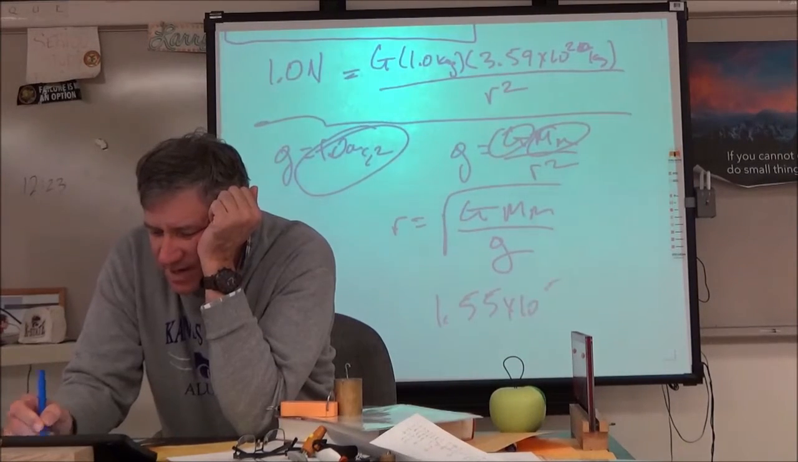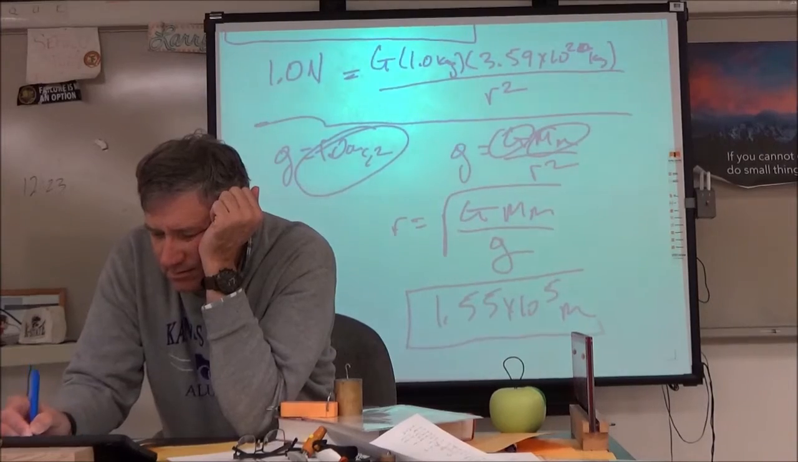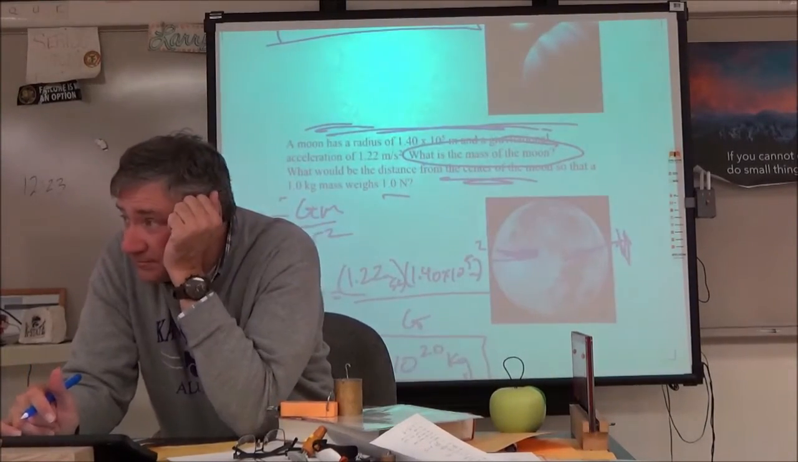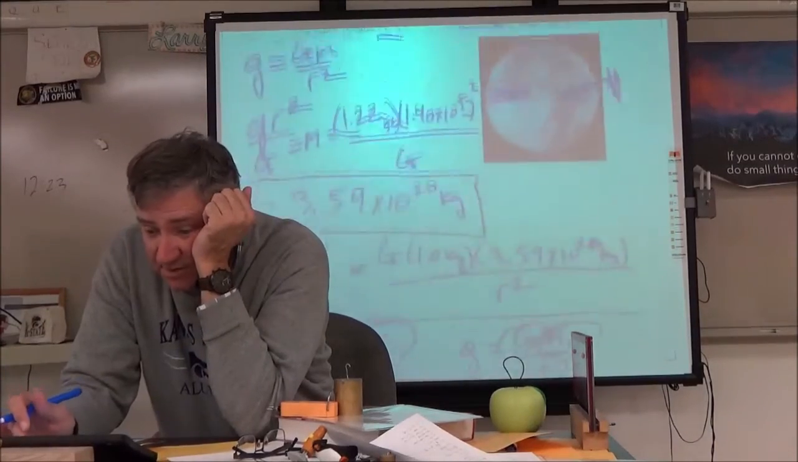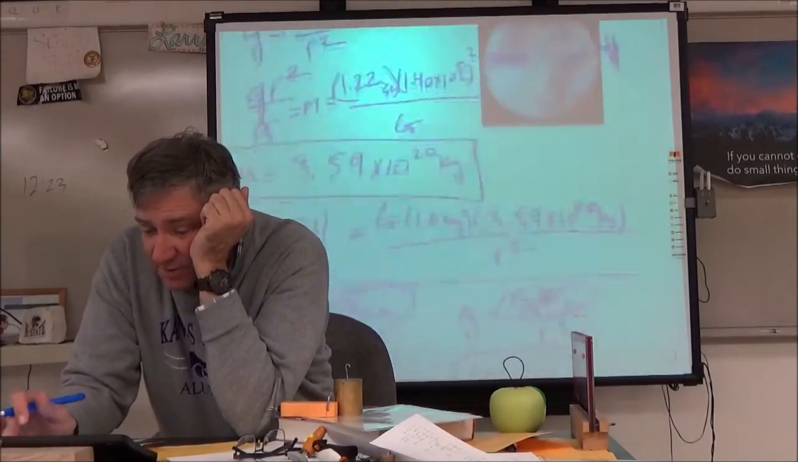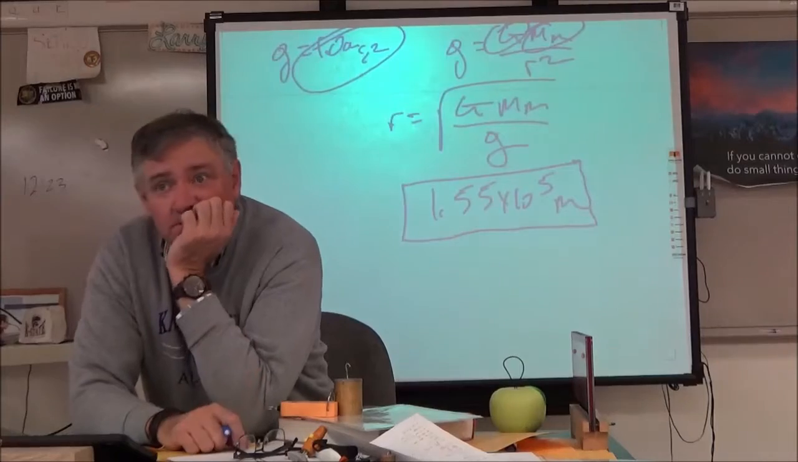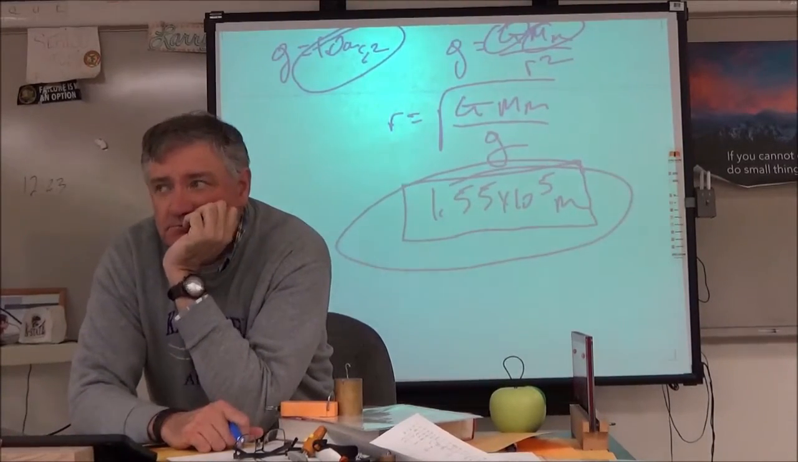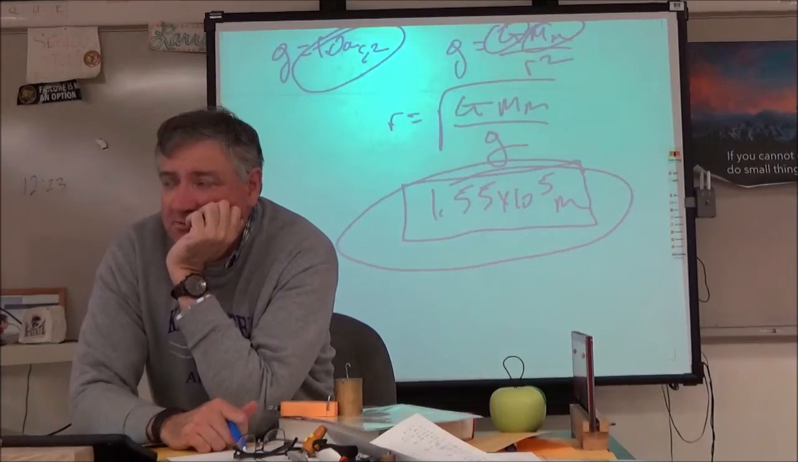Now, what does your answer have to be bigger than? Well, it's got to be bigger than the radius of the moon, right? So you know your answer has to be bigger than 1.40 times 10 to the fifth. Now, how could you tell if this answer is right? What could you do to work backwards?